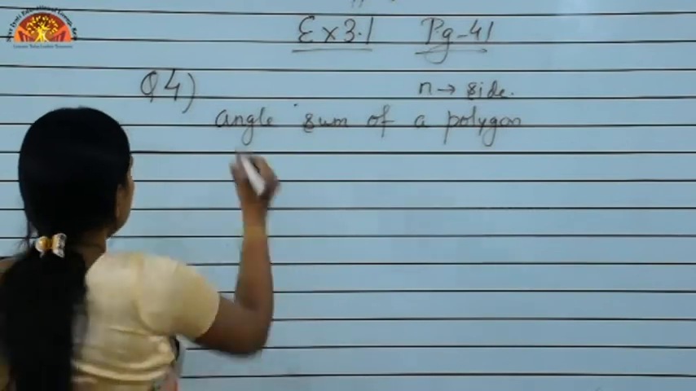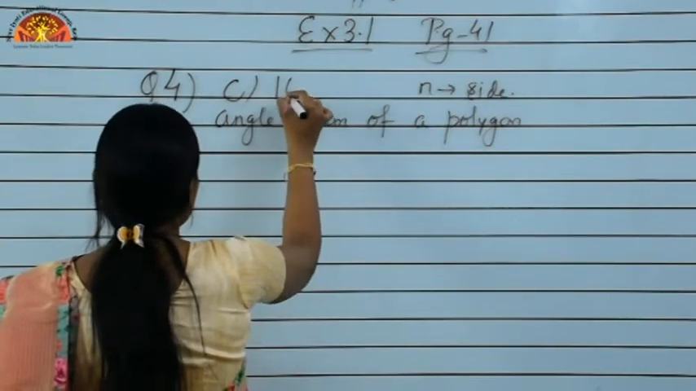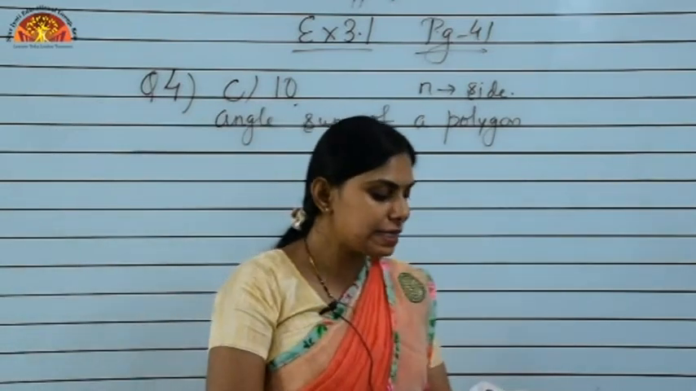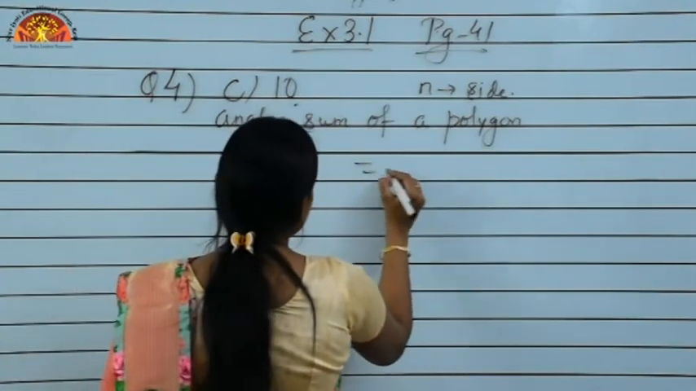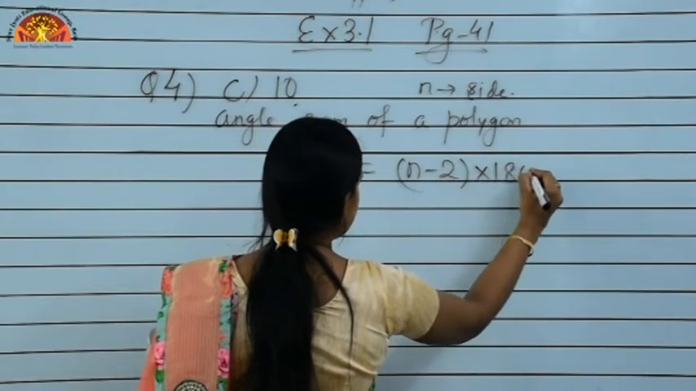Now just see over here. Number of sides given is 10, and you have to find the angle sum of a convex polygon. So let's see, that is (n minus 2) into 180 degree.